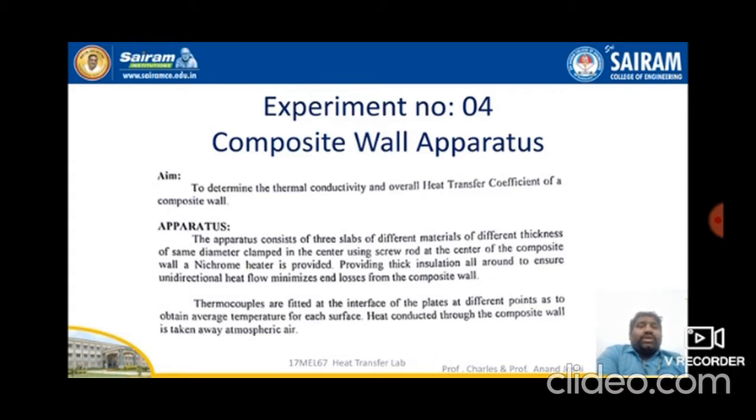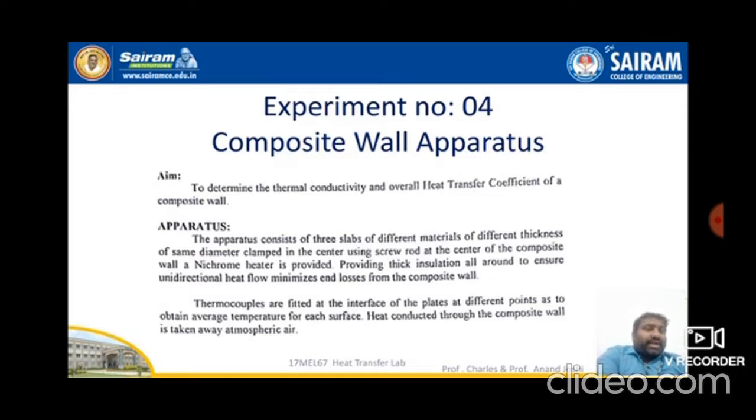So what is the apparatus here? The apparatus consists of three slabs of different materials and different thicknesses, of the same diameter, clamped at the center using a screw rod. At the center of the composite wall, a nichrome heater is provided, with thick insulation all around to ensure unidirectional heat flow and minimize end losses from the composite wall.